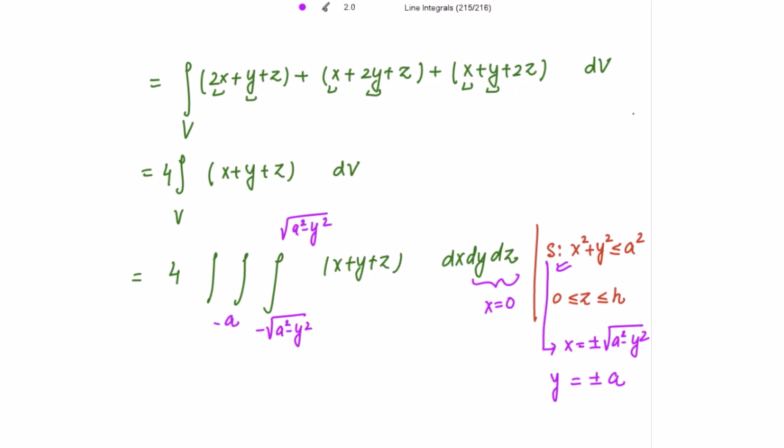So this is negative a and positive a. X is 0, right? And then the limits of z, that is for the z-axis, is already given to us that the limits are from 0 to h.